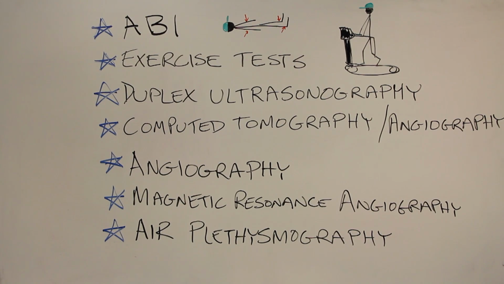Now, let's look at those tests and some others that the doctor might order if Marcus isn't successful in controlling his PVD. Other tests seen with this condition are duplex ultrasonography, computed tomography or computed tomography angiography, magnetic resonance angiography, air plethysmography.